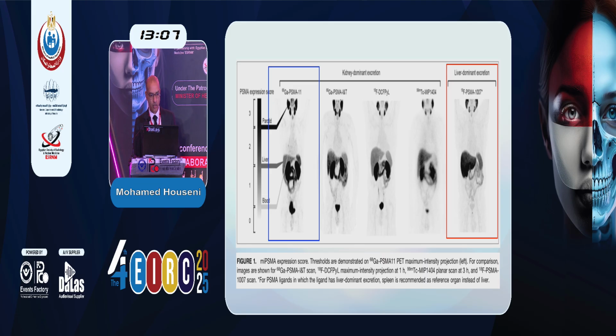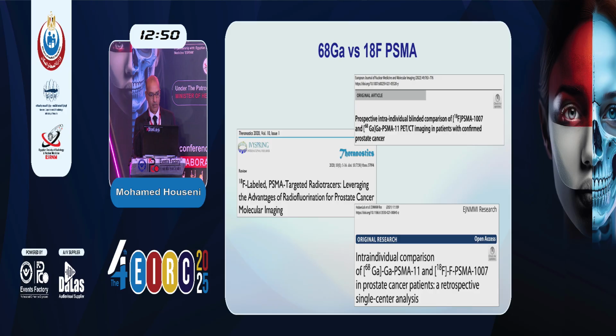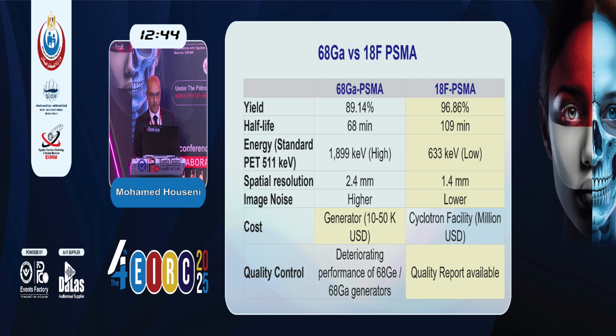In the blue box, the gallium-68 PSMA-11 is predominantly excreted by the kidney. And in the red box, the fluorine-18 PSMA-1007 is excreted by the liver. There are different papers comparing the gallium-68 and fluorine-18 PSMA. And here is the comparison.